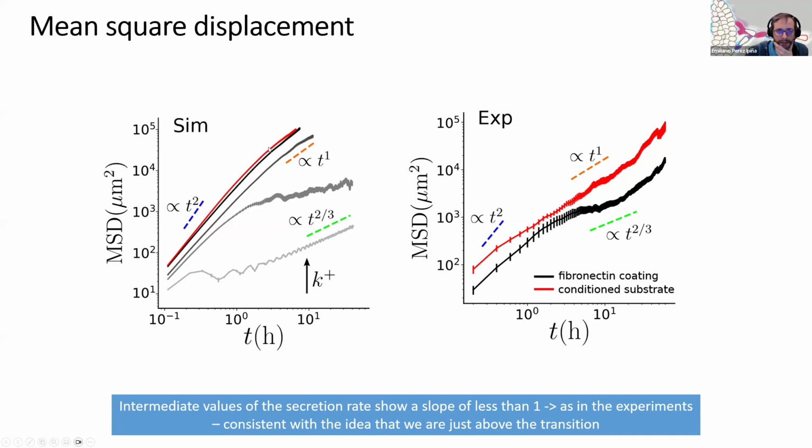When we increase the secretion rate by a lot, we start seeing simulations that look like the typical ballistic-diffusing regime. But something in between happens. With a secretion rate slightly above the transition, we see something subdiffusive with an exponent between 1 and 2/3, like in the experiment. So this also suggests that these cells are living close to the transition point, slightly above it.